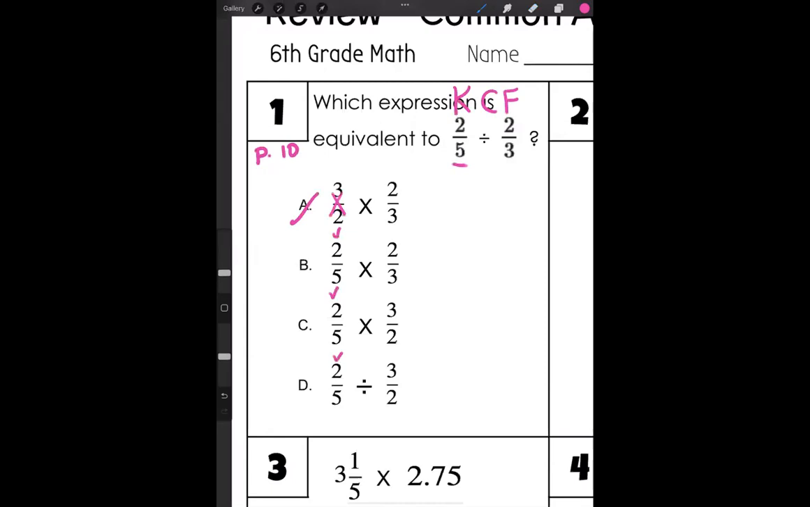We're supposed to change the division to multiplication. So in answer choice D, they didn't do that, so we can get rid of D. And then we're supposed to flip the second fraction. So this one right here stayed the same. This one was the only one that did keep, change, and flip. So our answer for number 1 would be C.